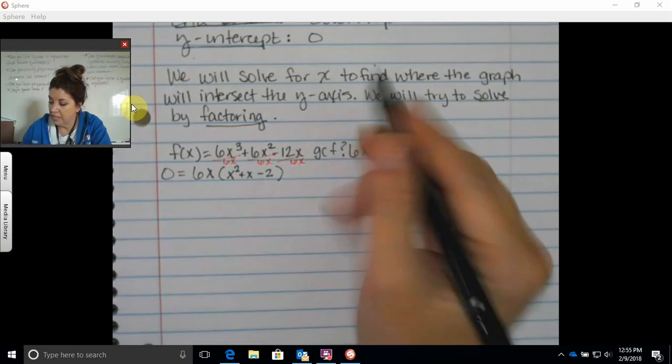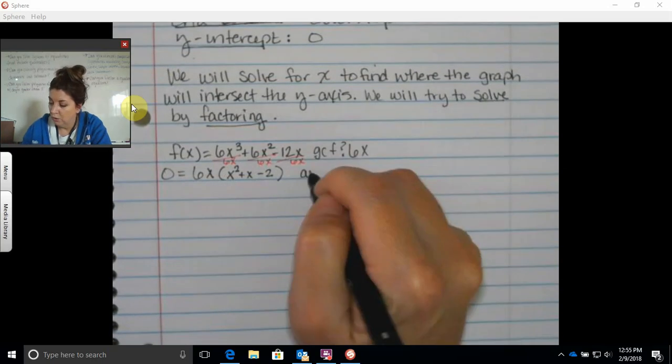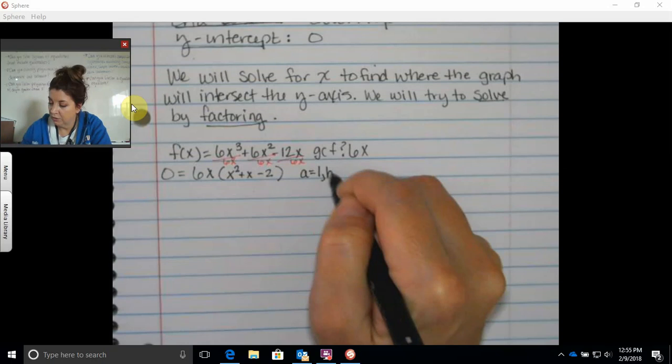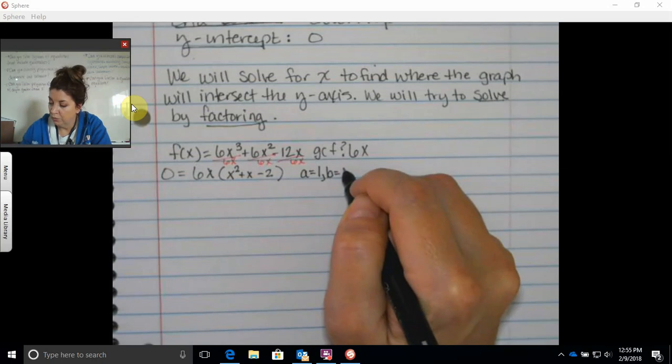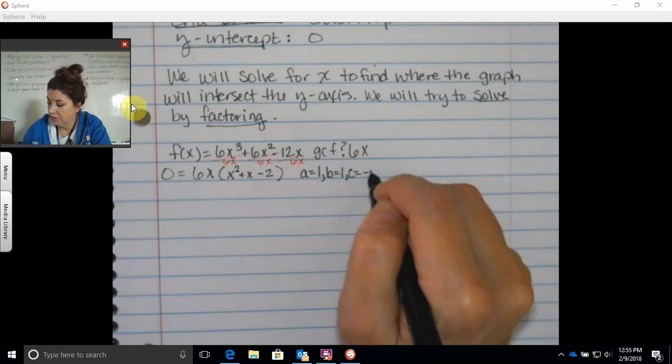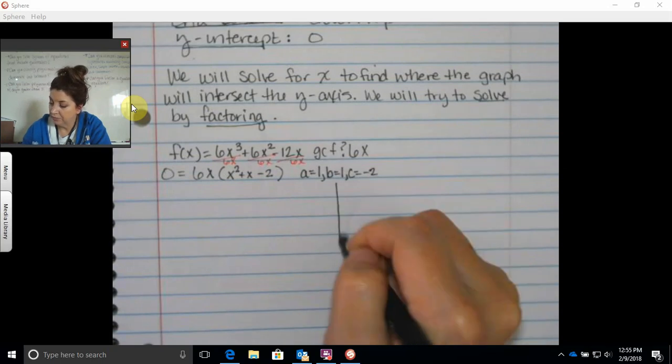So yes, A is 1. I already solved the whole thing. B is... oh, B is 1 and C is negative 2. Make our little T-chart.